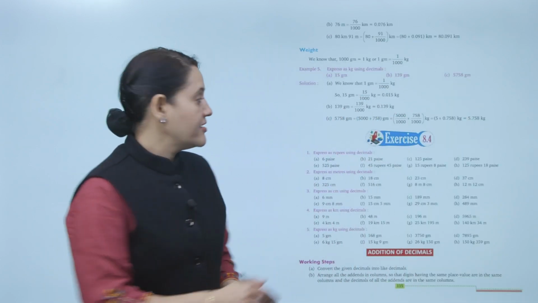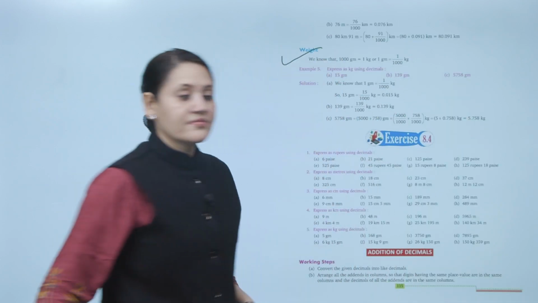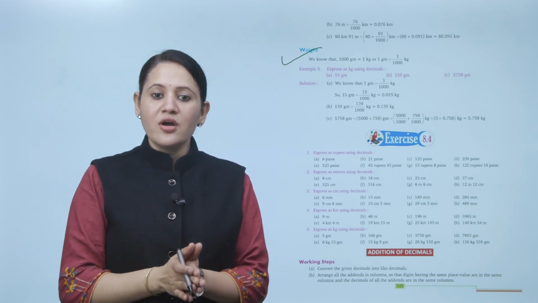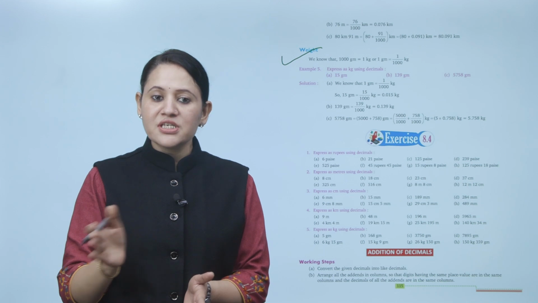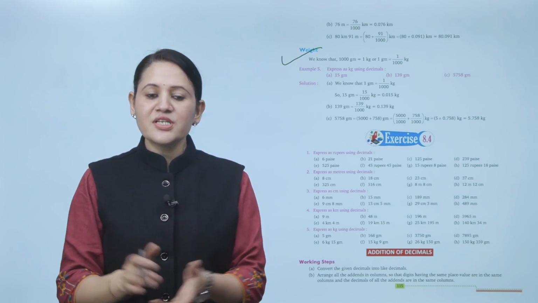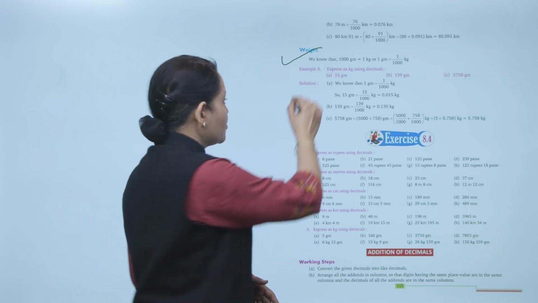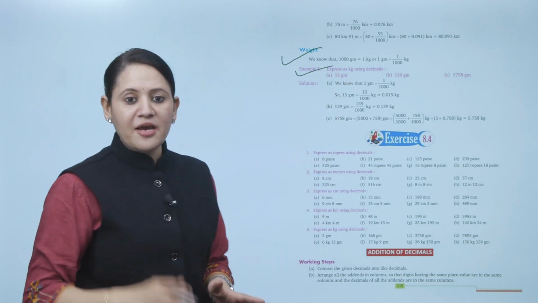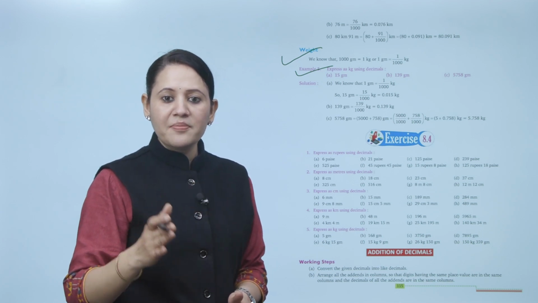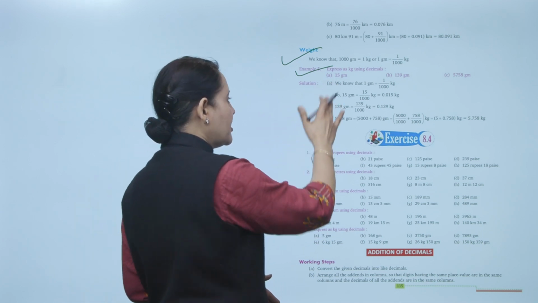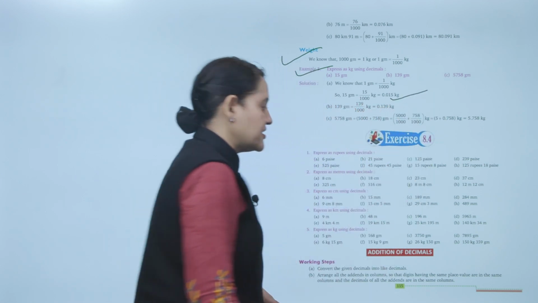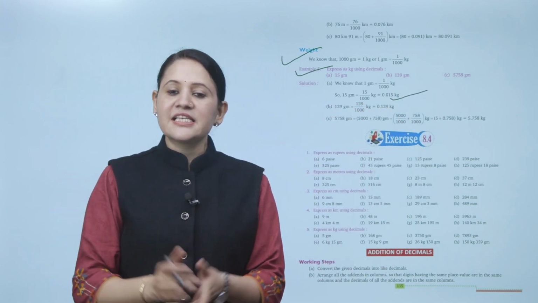Next is weight. We know that 1000 gram equals 1 kilogram, or 1 gram equals 1/1000 kilogram. Next, express as kg using decimals. First one is 15 gram. So, we have to convert 15 gram into kilogram. As we know, 1 gram equals 1/1000 kilogram. So, we'll divide by 1000. 15/1000 is equal to 0.015 kg. Clear? Next is exercise 8.4.